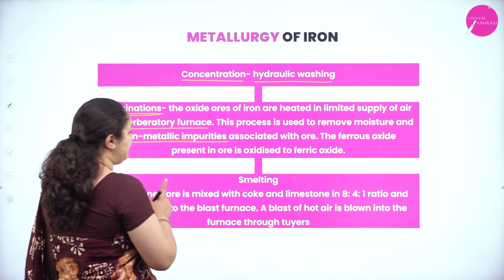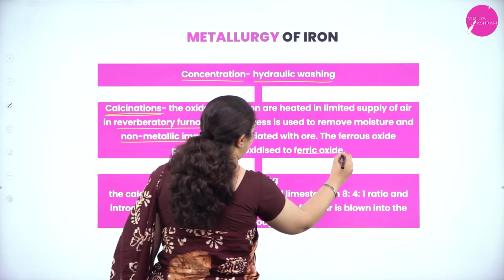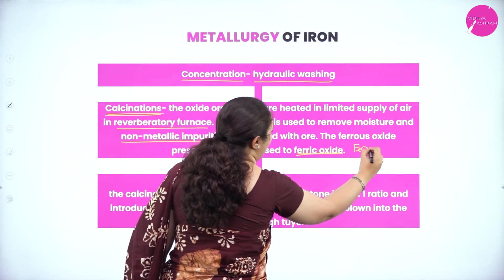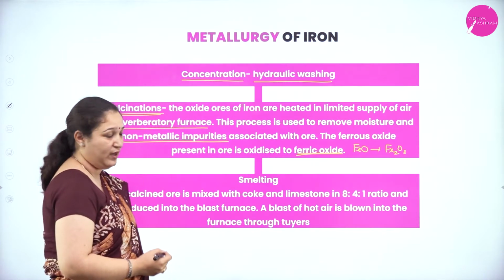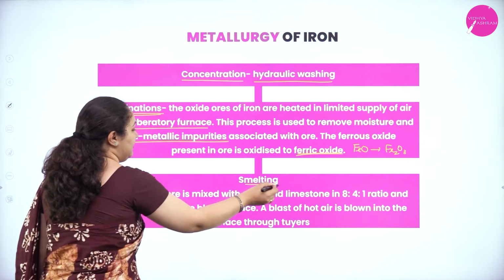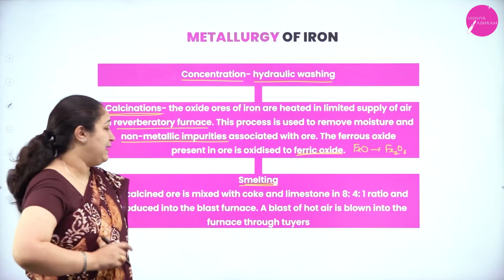The ferrous oxide present also gets converted to ferric oxide. So FeO is getting converted to Fe2O3 in this process. Okay. Next is smelting. So what is smelting?